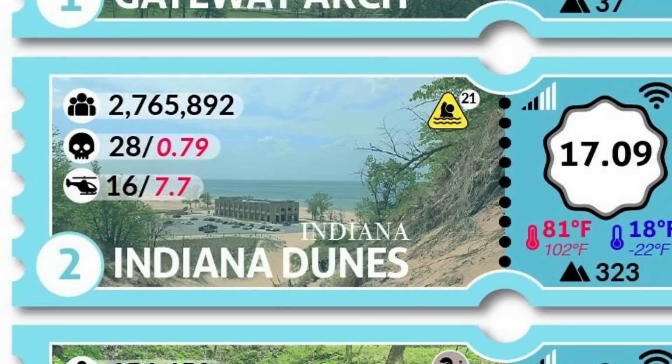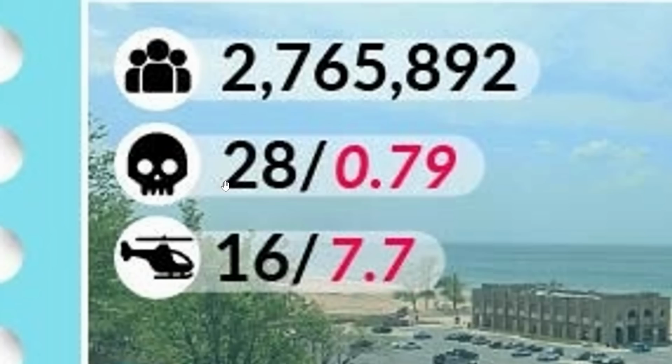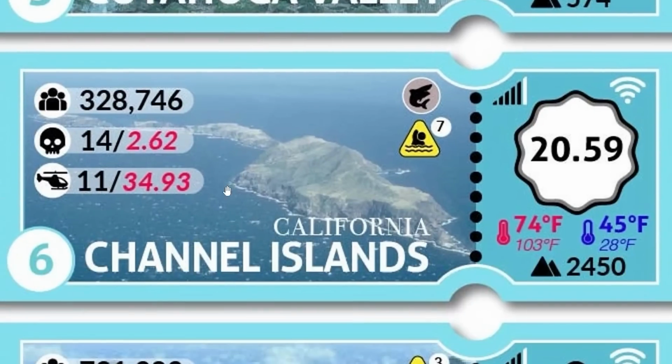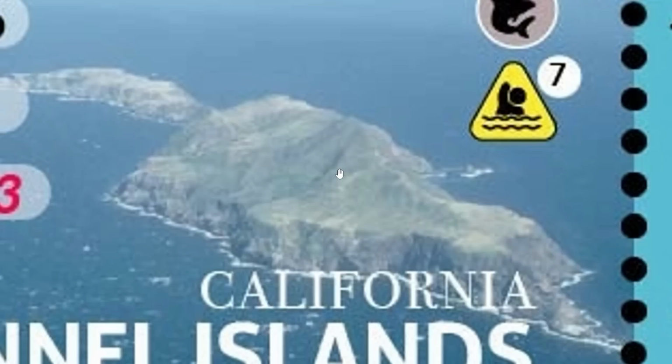The second most safe national park is the Indiana Dunes. They have had problems, but not that bad comparatively. We've got Mammoth Cave in Kentucky, as well as the Petrified Forest in Arizona, this valley in Ohio, as well as the Channel Islands in California. Actually, I was just there. Does Catalina count as that?